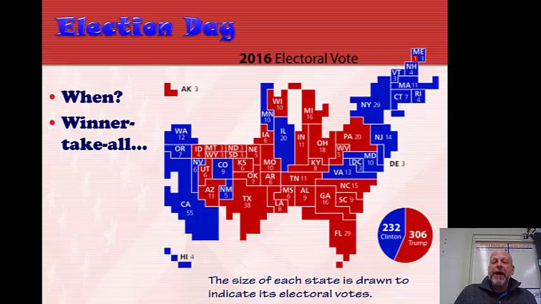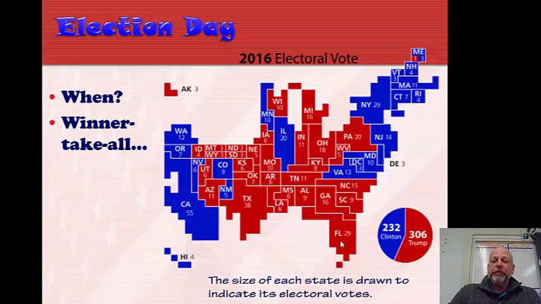So as you can see by this map from the election of 2016, in Virginia, more people voted for Hillary Clinton than Donald Trump, and therefore Hillary Clinton got all 13 electoral votes and Trump got 0. In Florida, the opposite occurred. Donald Trump received more votes than Hillary Clinton, so Donald Trump got 29 electoral votes and Hillary Clinton got none out of Florida. That's what we mean by winner take all. Whoever gets the most votes in that state gets all of that state's electoral votes.